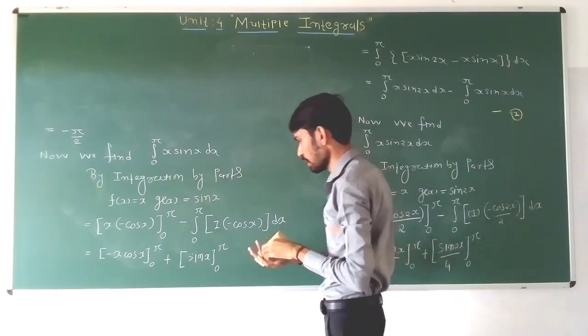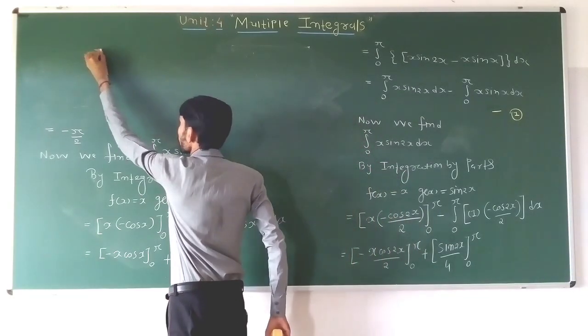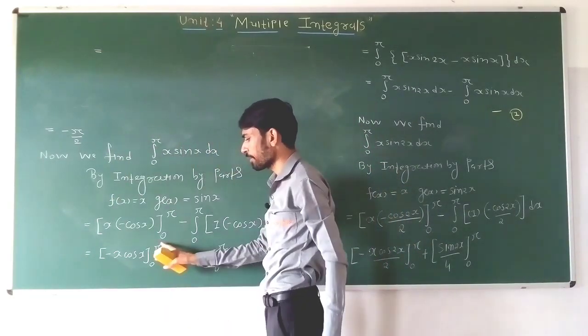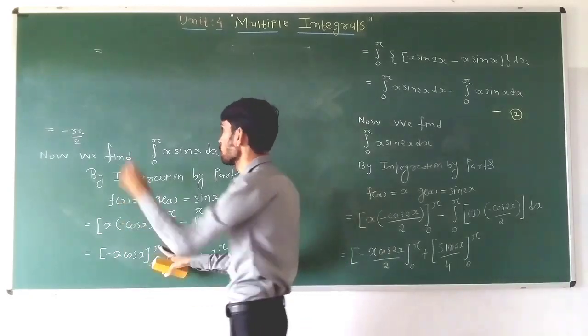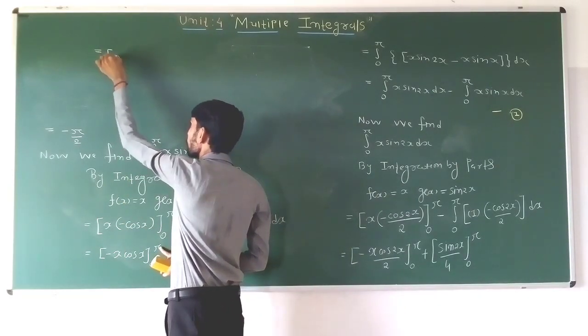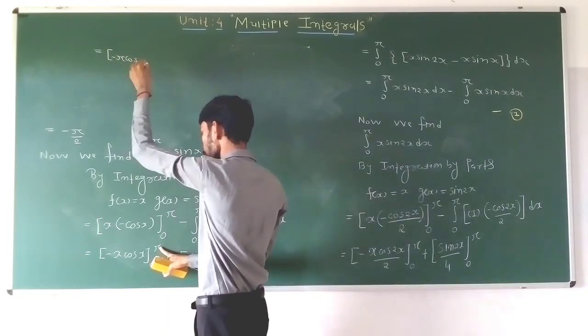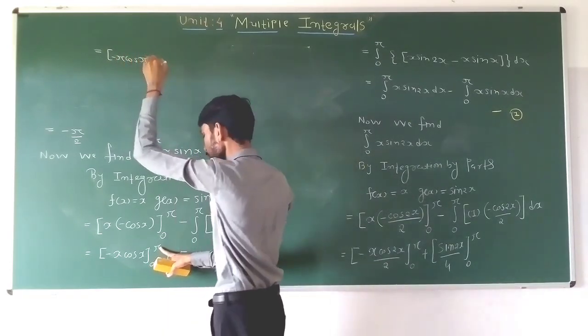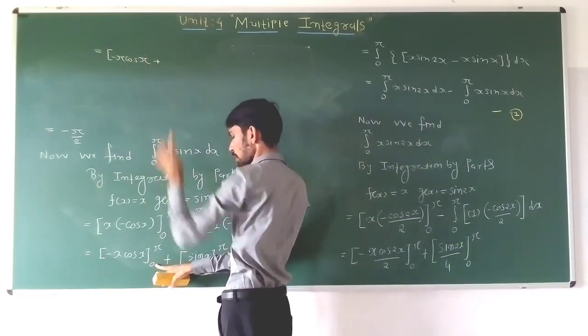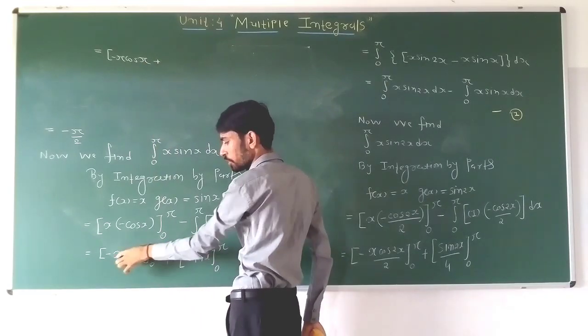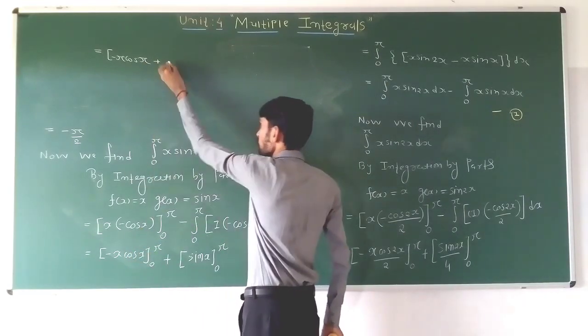So here we write our next step. First of all, we apply the upper limit in place of x. So our first term is minus pi into cos pi, minus minus plus. The lower limit is 0, so 0 into cos 0 is already 0, the whole term becomes 0.